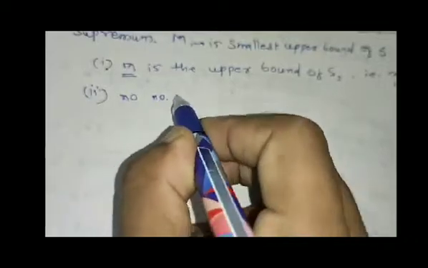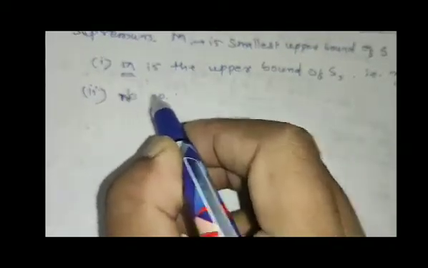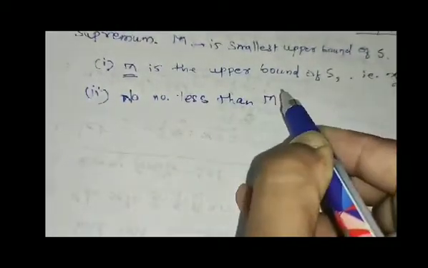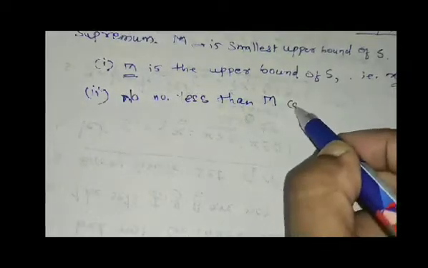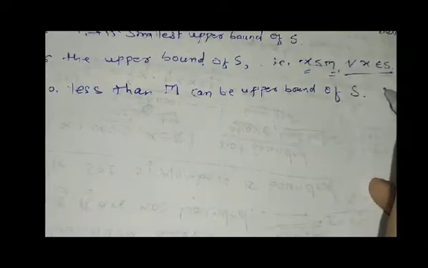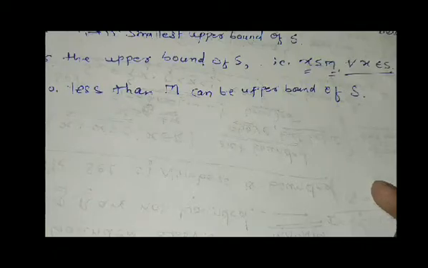Now the second point is no number less than capital M can be an upper bound of S. No number which is less than M can be the upper bound of S. Meaning is that M is the least upper bound. No other upper bound less than M is present there.